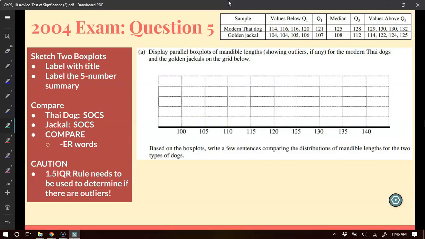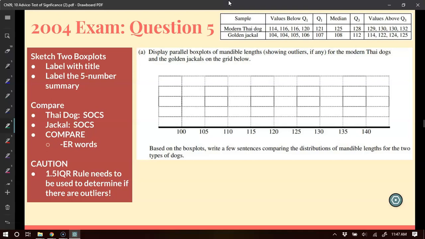So that's not chapter 9 and 10, but I just want to draw attention. Make sure you're labeling which box plot is which. Make sure you put the 5-number summary above. They gave you an axis, label that axis. It's asking you to describe or compare the distribution. So if you're comparing, you better do SOCS for both, and you need to compare between them, which means use some -er words, greater than, or it's lesser.